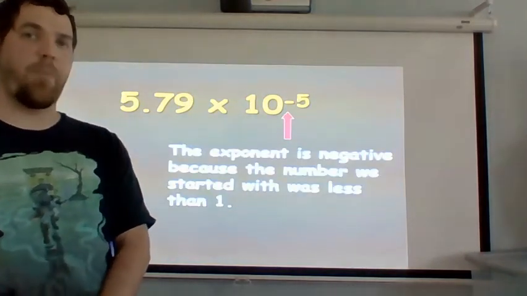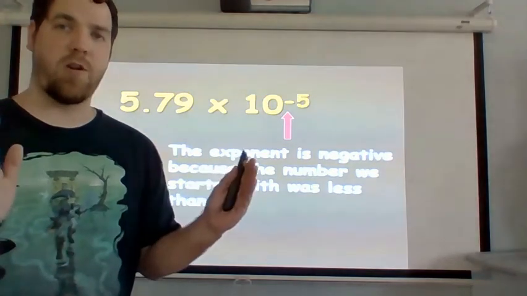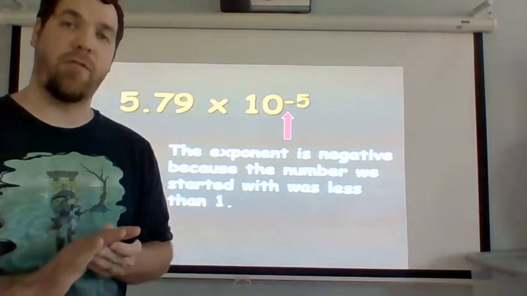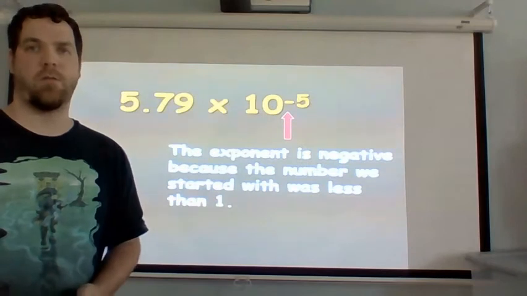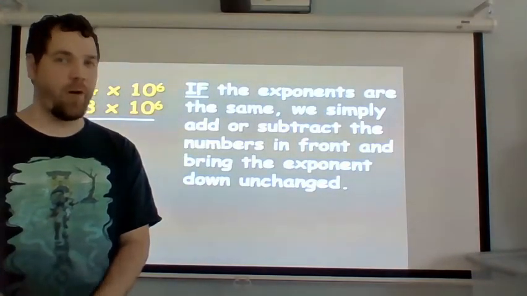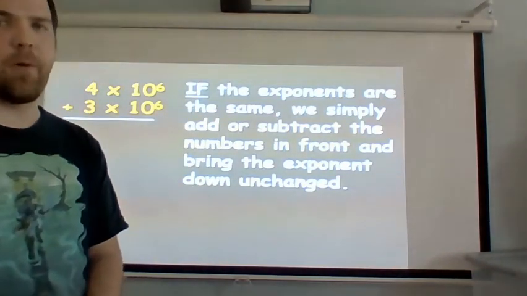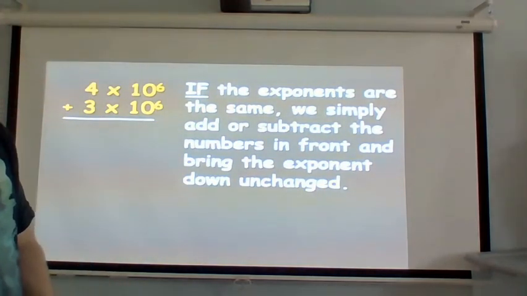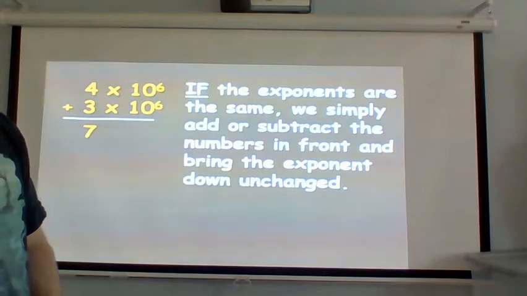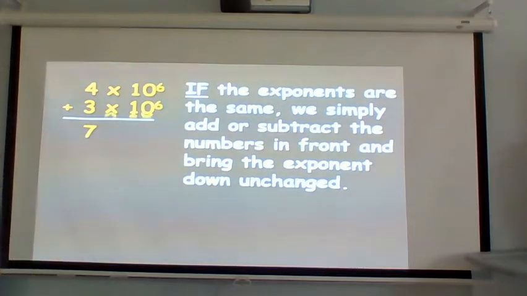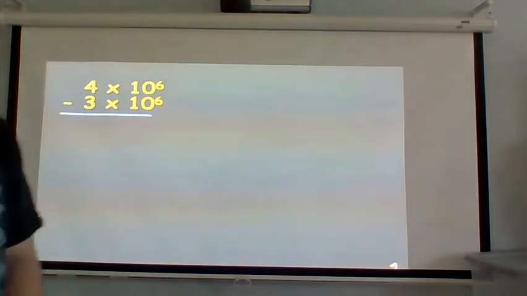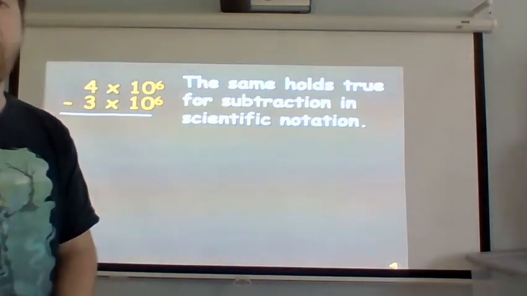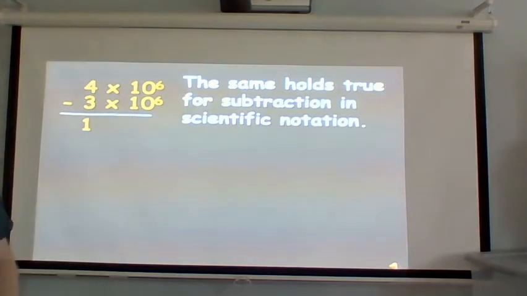And understand that positive exponents are for very large numbers and negative exponents are for very small numbers. Just a couple more things to know here, we're almost done. If the exponents are the same, we can actually add or subtract numbers in front and then bring the exponent down. So we would just add 4 plus 3 and bring down the exponents to give 7 times 10 to the 6th. Or we could subtract 4 minus 3 and bring down the exponent to give 1 times 10 to the 6th.